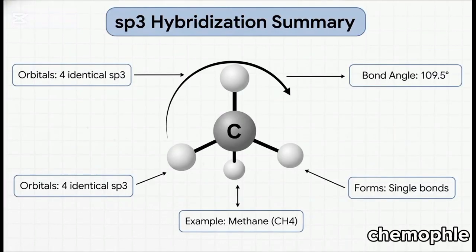You have 4 identical orbitals, and they all have negative charges, so they want to get as far away from each other as possible. The shape they naturally form is a tetrahedron, with that classic bond angle of 109.5 degrees. This is the shape of methane. So the big takeaway is this: sp3 hybridization leads to a tetrahedral shape. It's the signature of single bonds.